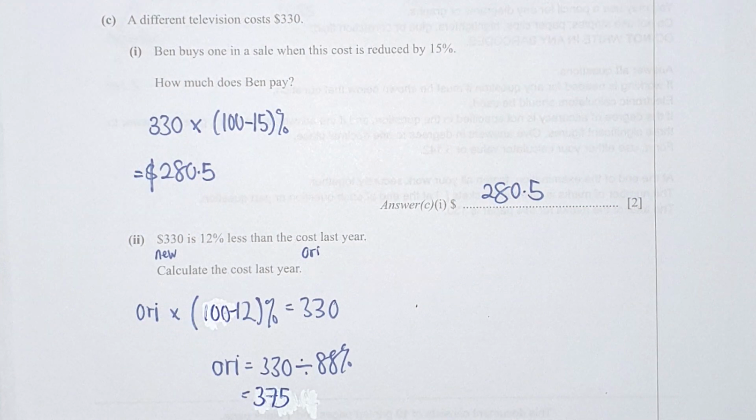As for question 3, a different television costs 330. Ben buys one in a sale in which the cost is reduced by 15%. Okay, so 330 times 85% equals 280.5.